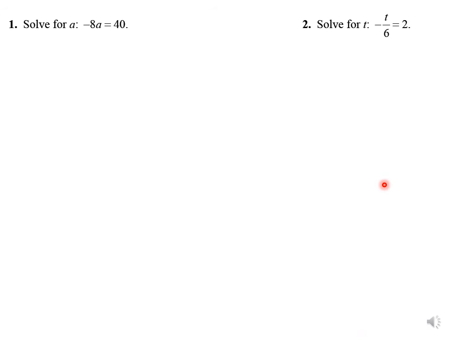All right, let's go with it here. So I want a all by itself. What's the negative 8 doing to a? Multiplying, huh? So how do we get rid of a negative 8 that's multiplying a? Divide. Let's divide both sides by negative 8 over here.